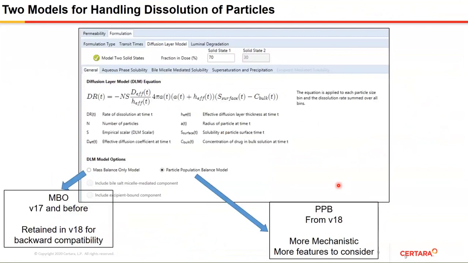Prior to version 18, we only had the mass balance only model, but from version 18 onwards, we now have 2 ways of handling dissolution of particles within Simcyp. Initially, the model we had was the mass balance only model. With this model, what we track is only the mass of the drug which is getting dissolved, transiting, or absorbed. Also in this model, the number of particles was always constant, so there is no particle birth or particle death happening.